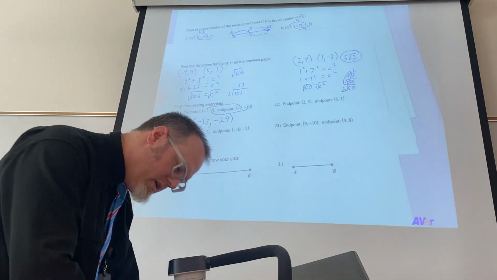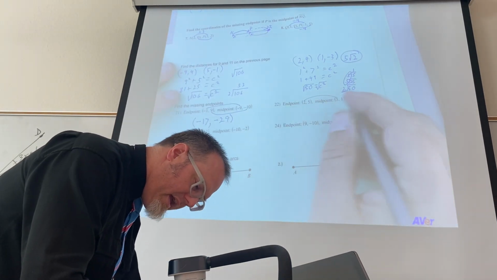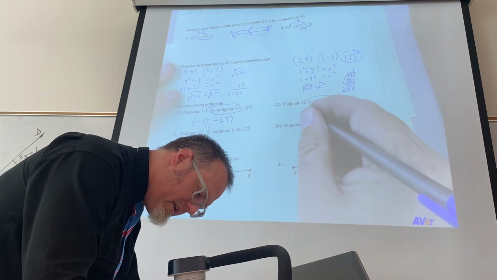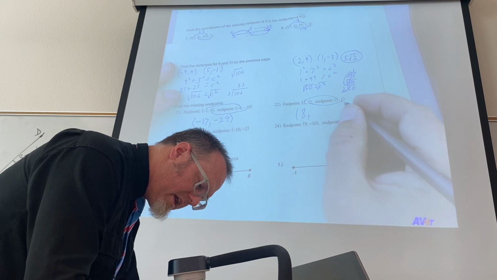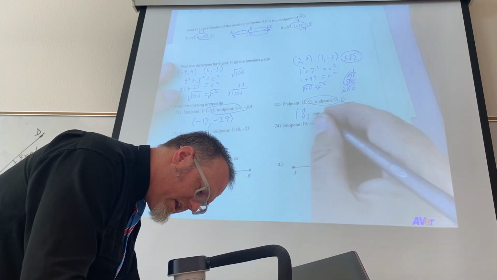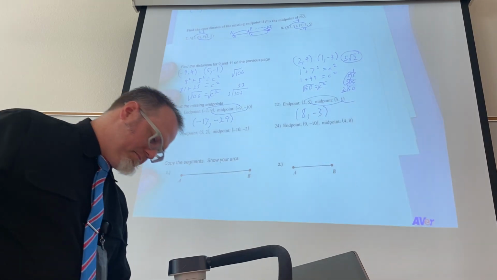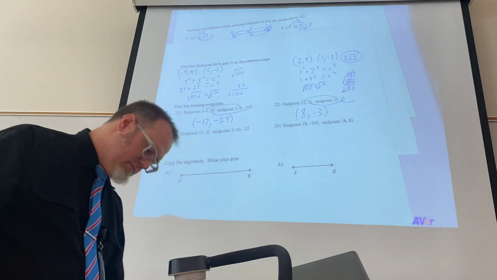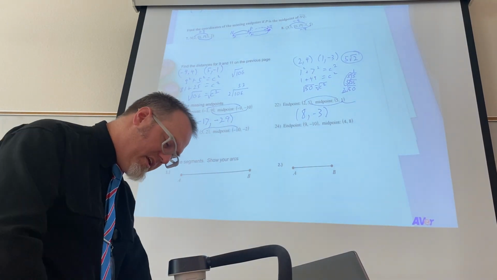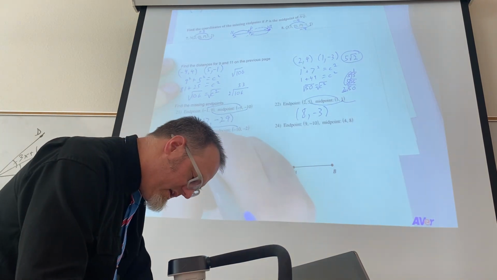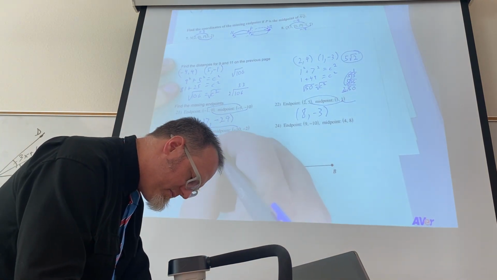From 2 to 5, I added 3. So if I add 3 again, I get 8. From 5 to 1, I subtracted 4. If I subtract 4 again, I get -3. From 5 to -10, I'm subtracting 15. If I subtract 15 again, I get -25.